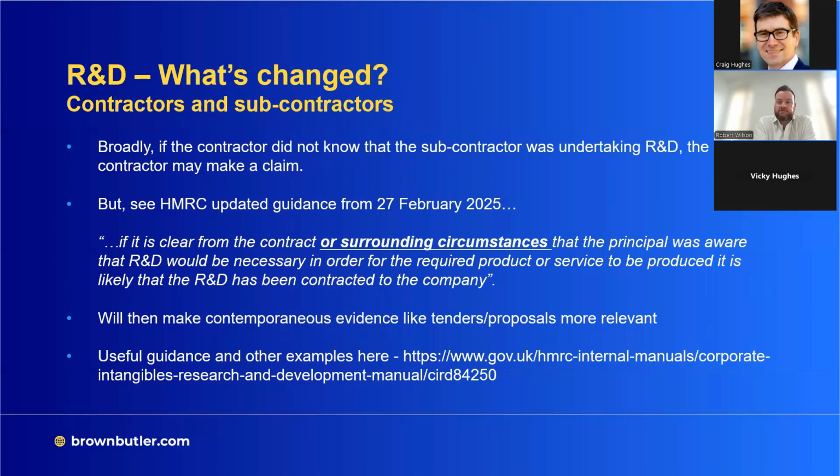What the original guidance effectively was saying was, if the principal to the contract wasn't in any way, shape, or form aware that what was being undertaken on their behalf was potentially qualified for R&D, then all of the benefit for claiming R&D rested with the subcontractor. And then it comes back to, how is the contract worded? What does that say? That sort of thing.